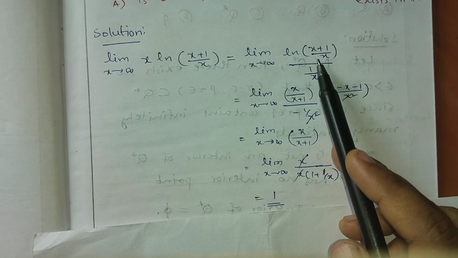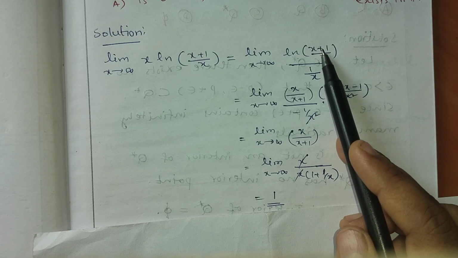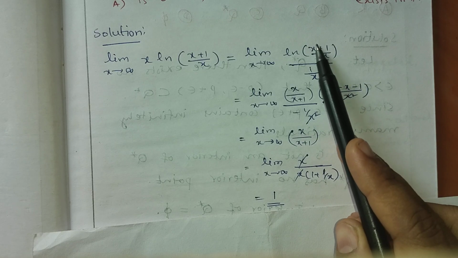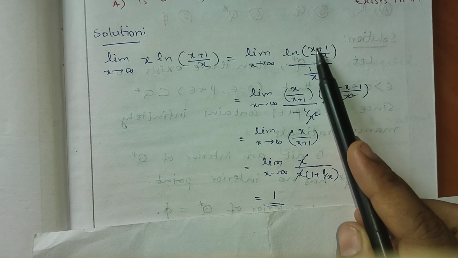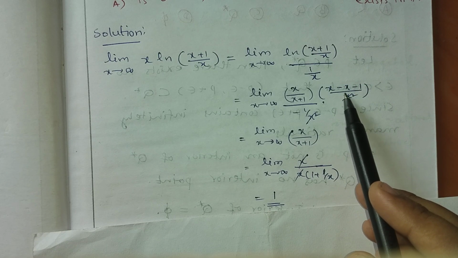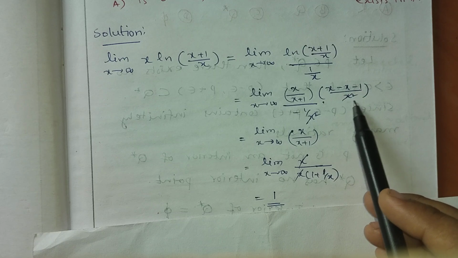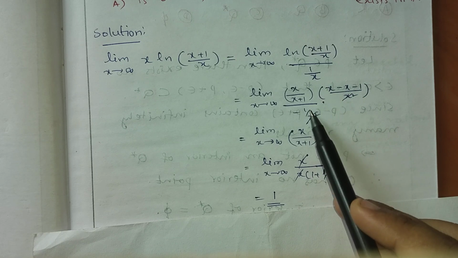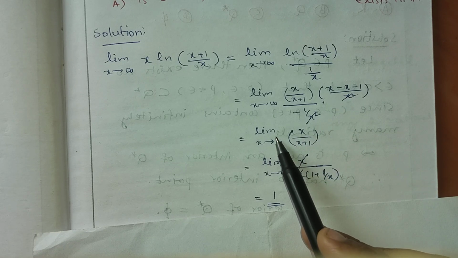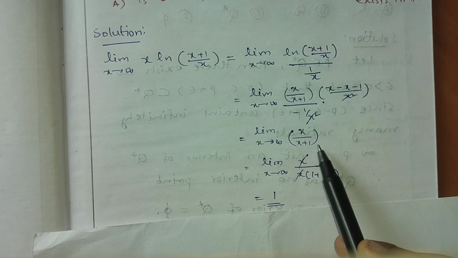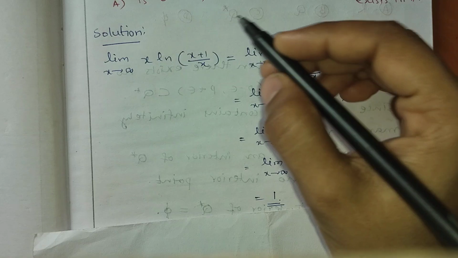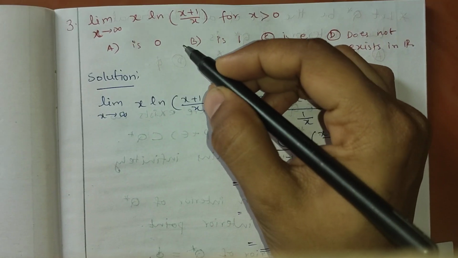L'Hopital's rule: differentiate the numerator and denominator separately with respect to x. So differentiating the numerator, this is 1 by x plus 1 by x, that is x by x plus 1, into the differentiation of this, applying the quotient rule. So you will get this as x minus 1 by x square. The derivative of 1 by x is minus 1 by x square. So this x square gets cancelled and you are left with the limit as x tends to infinity of x by x plus 1. So you will get the limit as 1. So option B is the correct one.